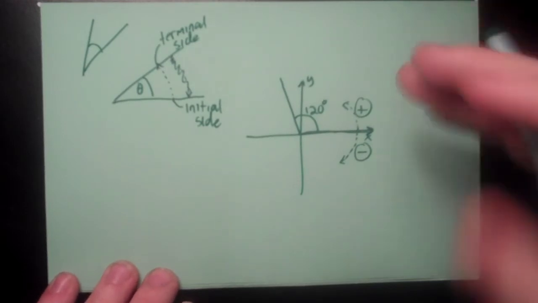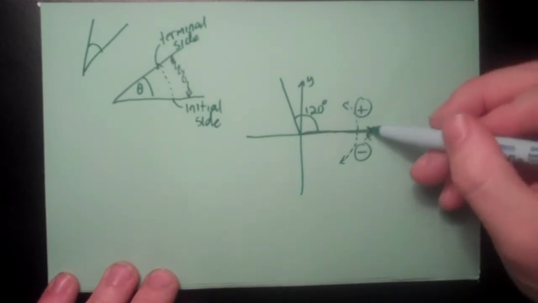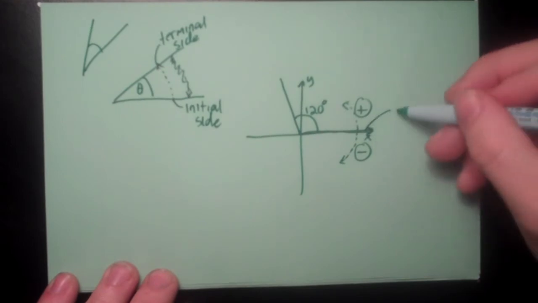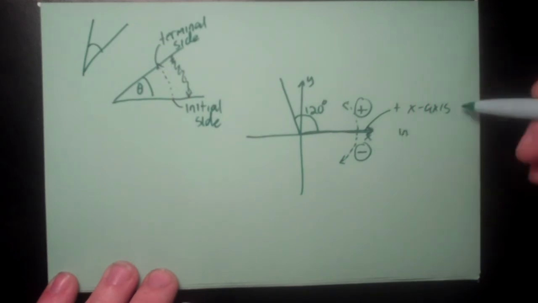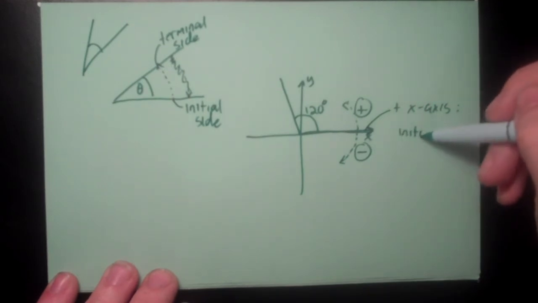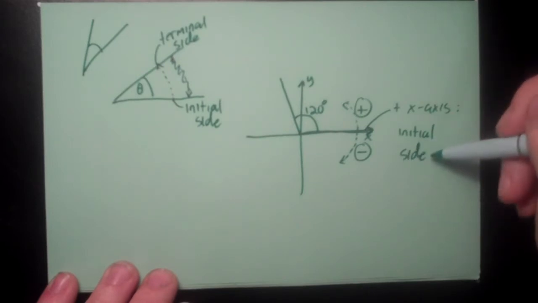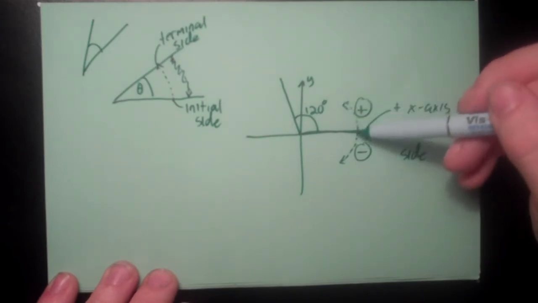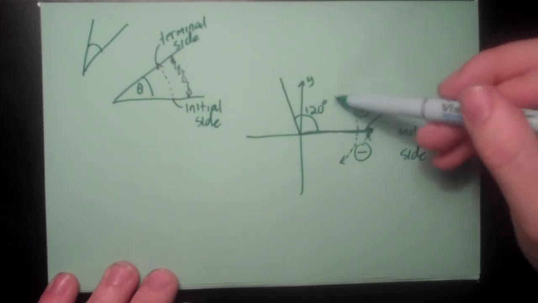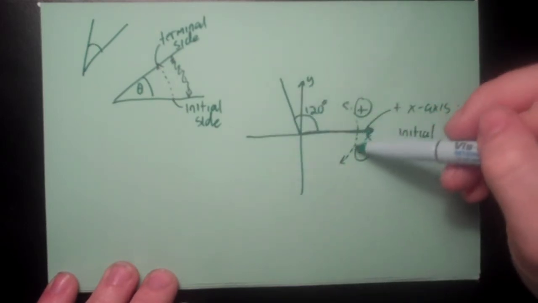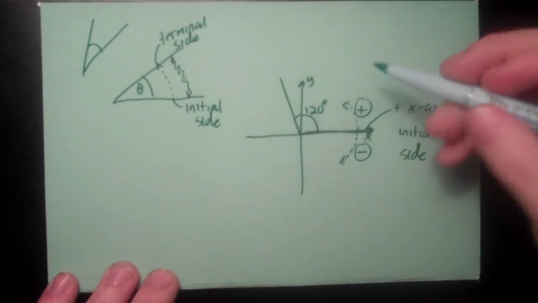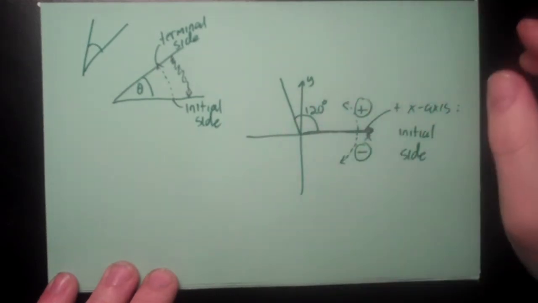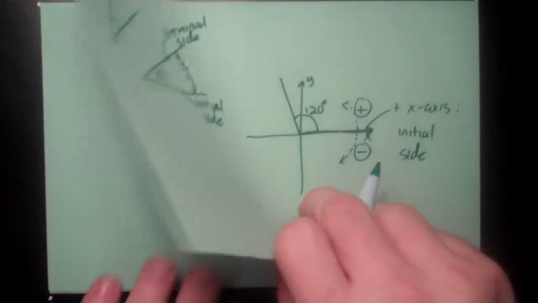Okay? So that's the important part, that the positive x-axis is your initial side. Initial side. And that this direction, starting up and going around this way, counterclockwise, that's positive. Clockwise is negative. Okay, you'll get used to that after a while. All right, so positive, negative, initial side, that's pretty much it. All right, and we'll do some examples of that later on.